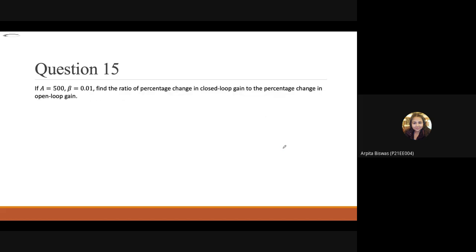So this is question number 15. A is given, beta is given. Find the ratio of percentage change in closed loop gain to the percentage change in open loop gain. At first, tell me how to find out this.